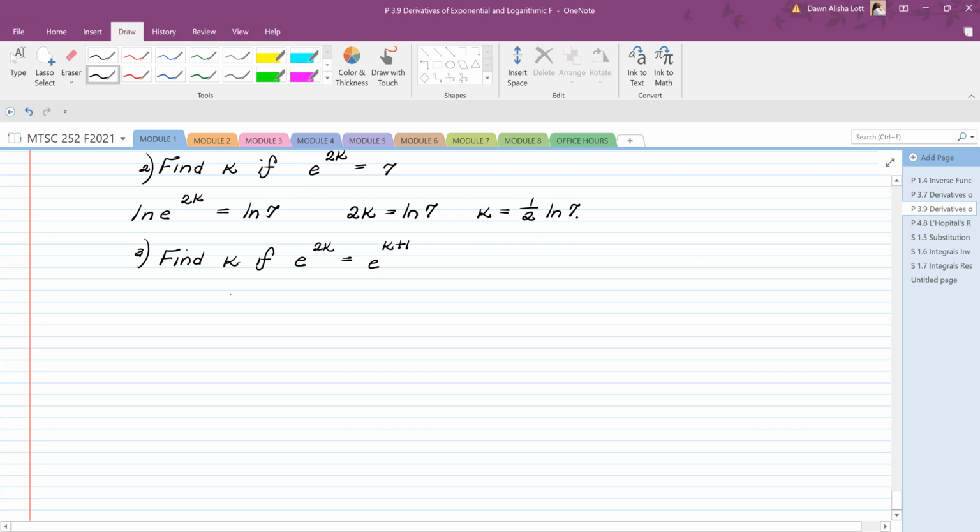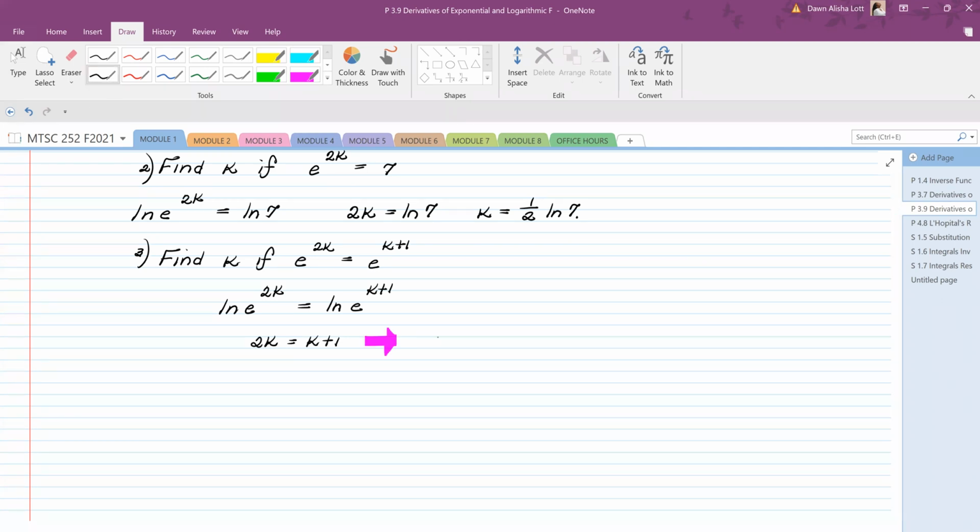Well, that means then that you take the natural log of both sides. So I get the natural log of e to the 2k is equal to the natural log of e to the k plus 1. So now I get 2k is k plus 1, and that implies that k is equal to 1.